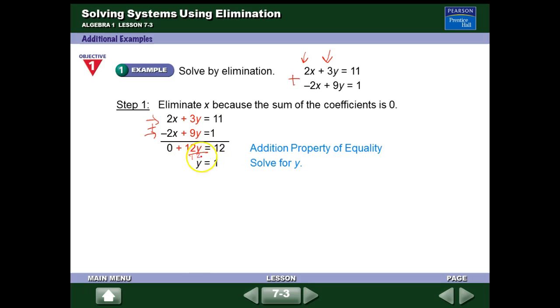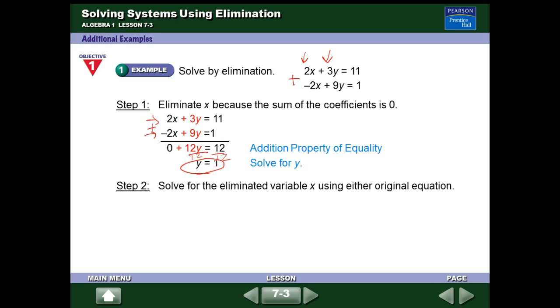So we're going to divide both sides by 12, and my y value is 1. Because y is 1, and we're looking for that ordered pair that solves this system of equations, we can say y equals 1, and now plug this in just like yesterday with substitution, back in and find your x.